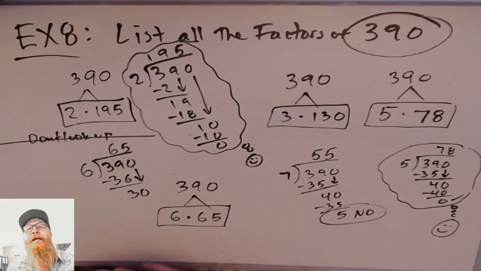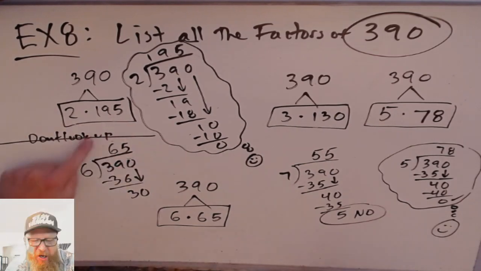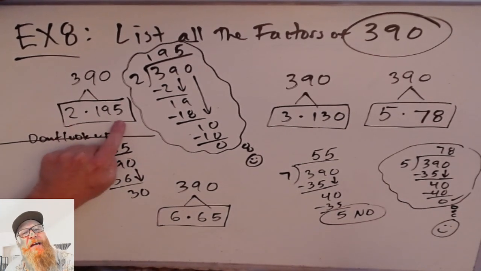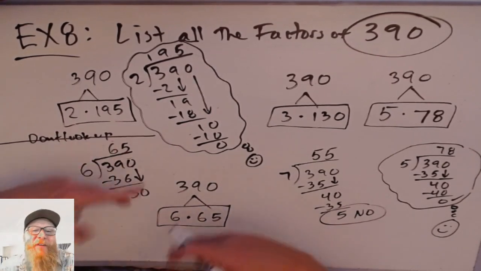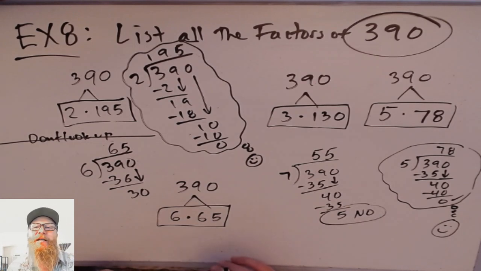All right. Let's try 8. Well, I think we didn't try 4, right? Because 4 didn't work. We already knew it didn't work because look, 2 times 195, 195 is odd now, so there's no way a 2 is going to work again. So 8's not going to work either.